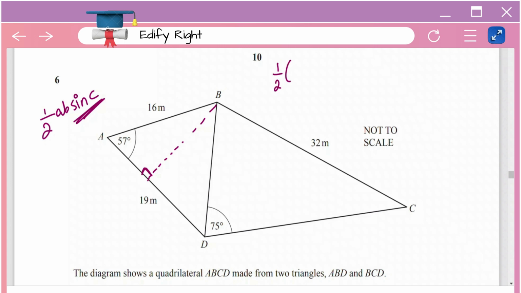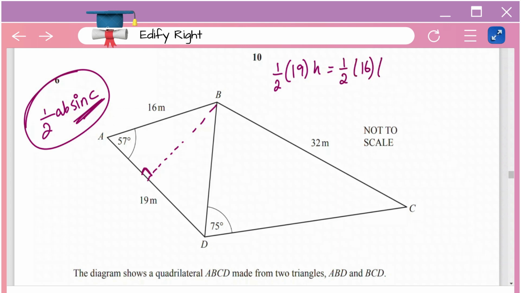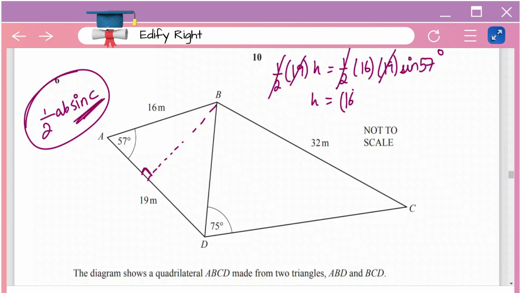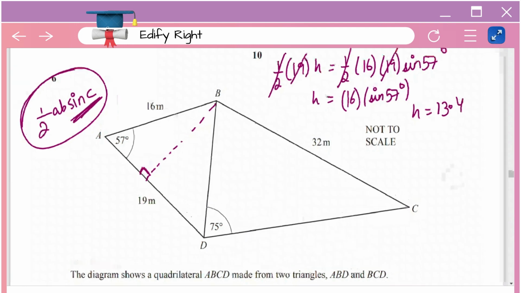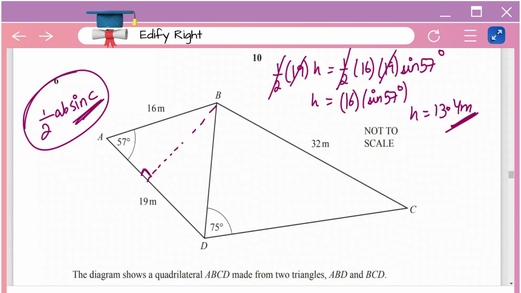So in triangle ABD, half into base is going to be 19, height we don't know, so we'll just take it as H. Another way of finding the area of this triangle is again half ab sine C, right? So we're going to use that, half into 16 into 19 into sine 57. So H is equal to, half and half get cancelled, 19 and 19 get cancelled, 16 into sine 57 degrees, and when you simplify this, you get H equal to 13.4 meters. So basically that is the shortest distance from B to AD.